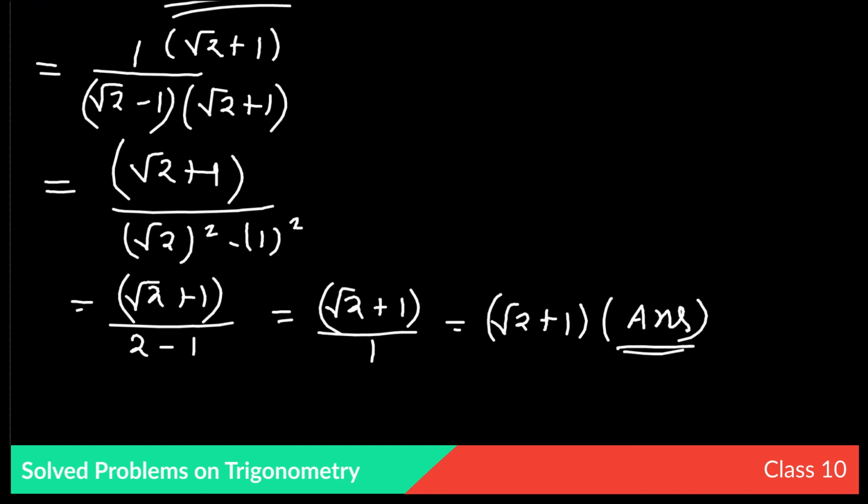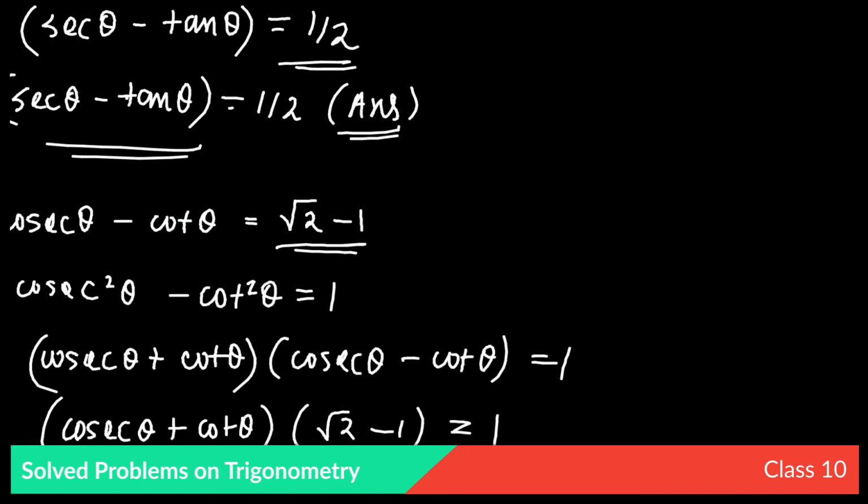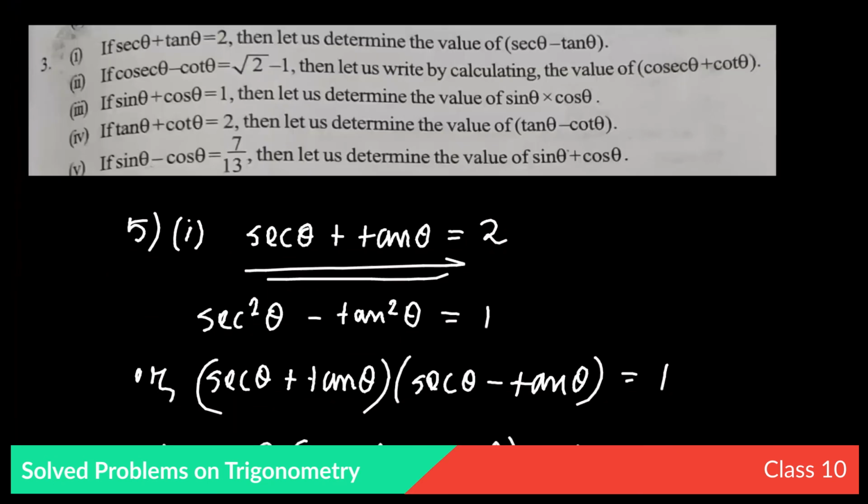Now let us come to the third question. So the third question is, if sine theta plus cos theta equals 1, let us determine the value of sine theta into cos theta. So it is also a very nice sum. Let's see.